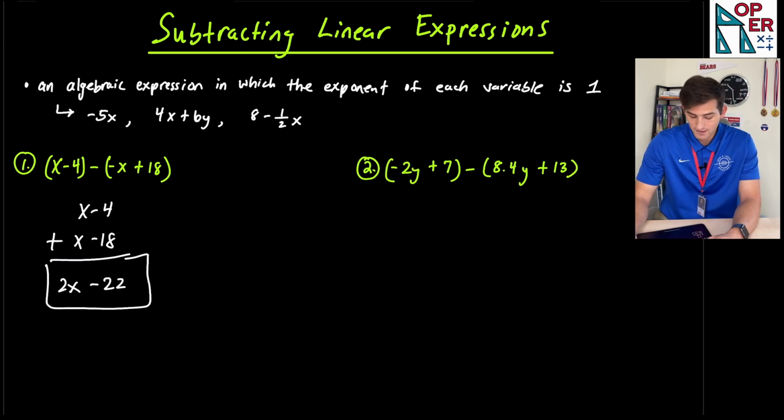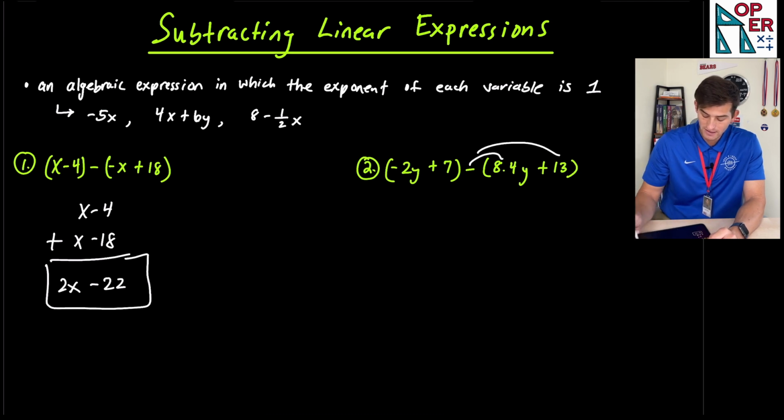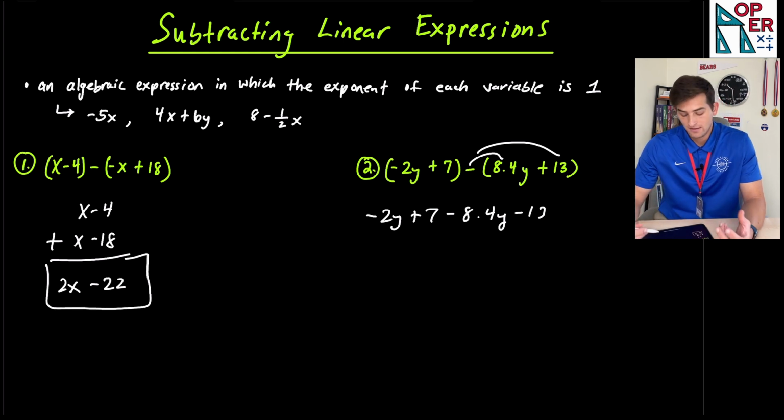We could see our process there. Now let's move on to number 2, and let's do this one horizontally. When I'm doing it horizontally with subtraction, I like to think about it as distributing this negative sign. So I'm giving this negative sign to our two terms over here. I'm going to rewrite this as negative 2y plus 7 minus 8.4y minus 13. Notice how I changed 8.4 to be the opposite, so minus 8.4y, and 13 became opposite as well, negative 13.